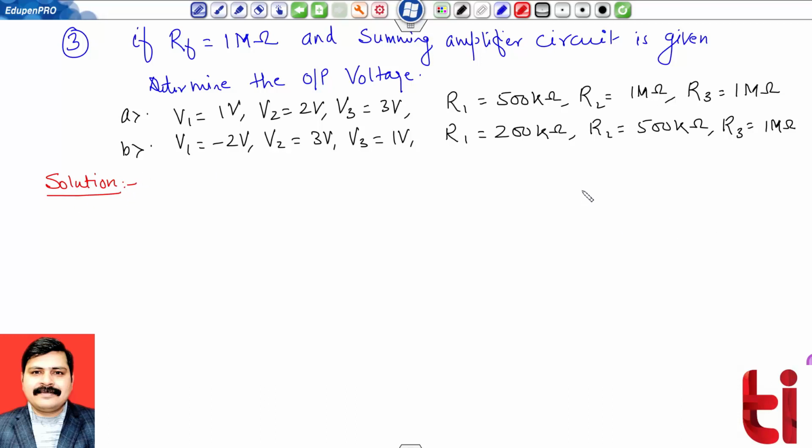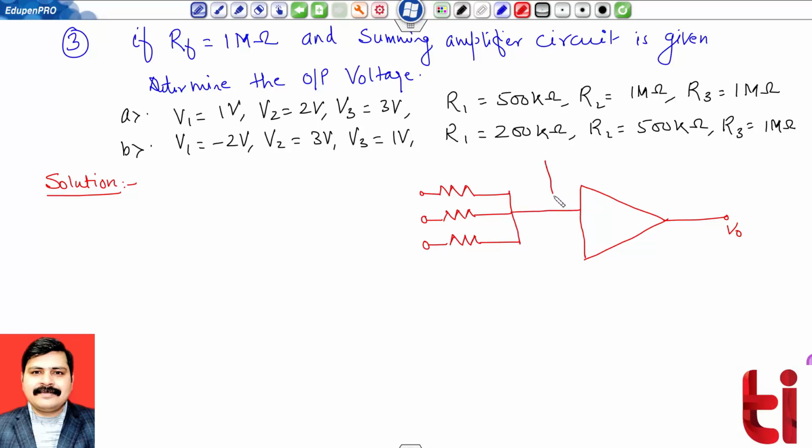For better understanding, I am preparing the circuit first so that the idea will be clear. Now here are three inputs, so I am just considering the three input case, all connected to the inverting terminal, with feedback resistance Rf, and connecting the non-inverting terminal to ground.